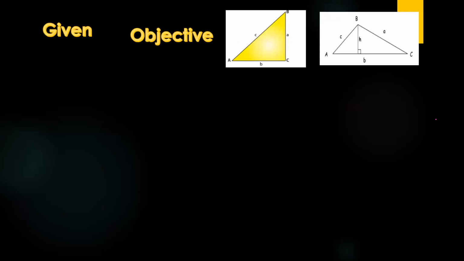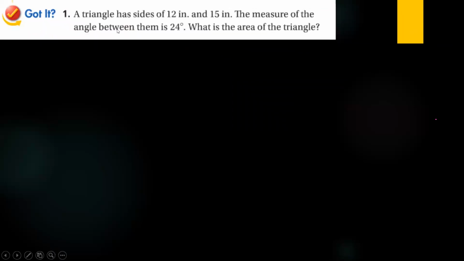Let's have now another example. A triangle has sides of 12 inches and 15 inches. The measure of the angle between them is 24 degrees. What is the area of the triangle? So if you have now, as I told you before, two sides and the given angle between them, you can find the area of the triangle.